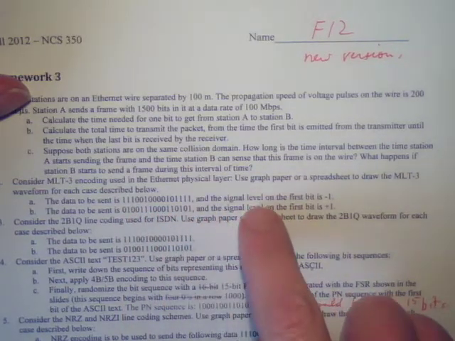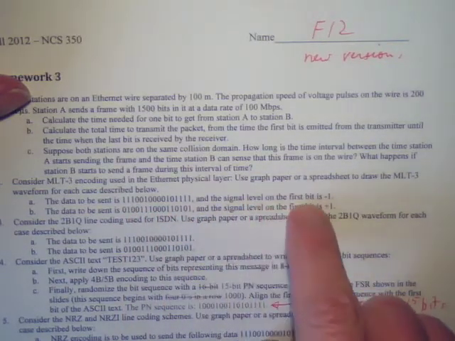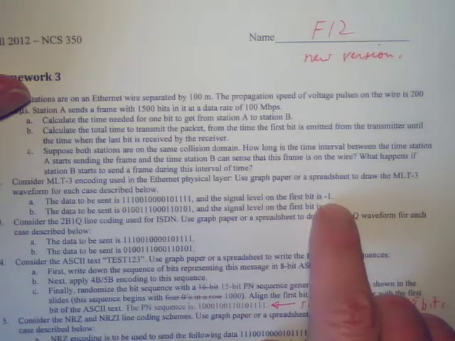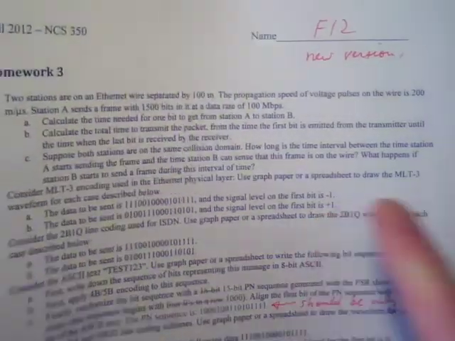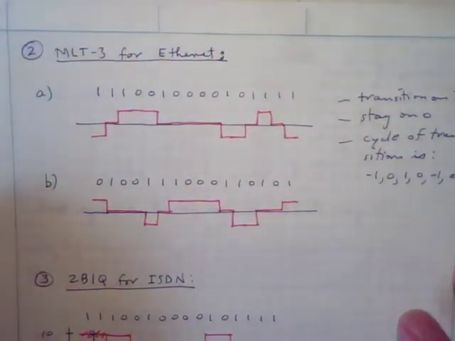In part A, it says the signal level on the first bit is a -1, and on part B it says the signal level on the first bit is a +1. So let's look at the solution here.